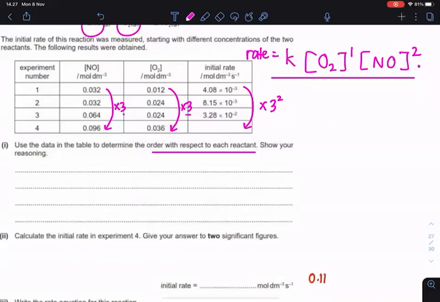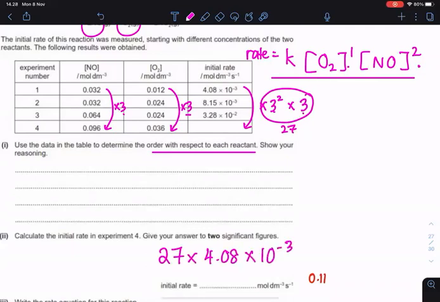And for this one, you combine. This is going to be first order for O2, so it means times 3. So what you need to times together? 9 times 3, 27. So you need to have 27 times 4.08 times 10 negative 3, and you will get the answer 0.11.